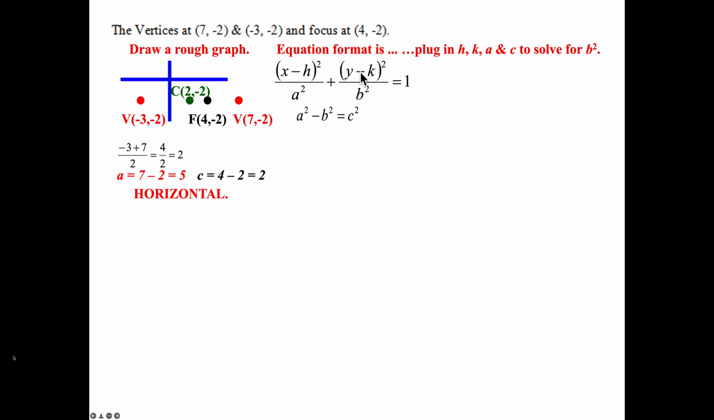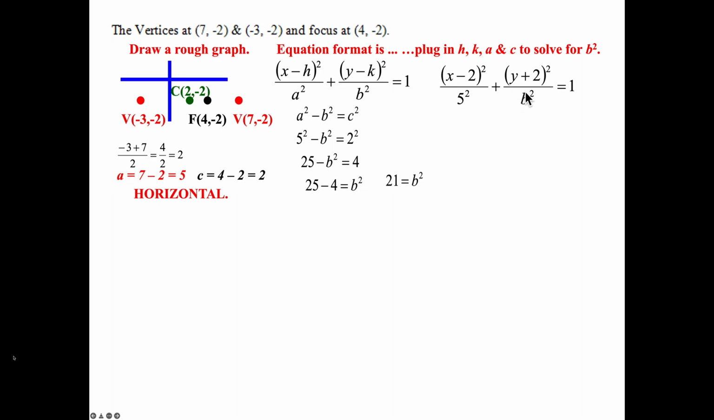And let's see, we can plug those in, and we can put in our a, which is 5 squared. That's going to be my 25 right there. We just have to go find b squared. So again, Pythagorean theorem, 25 minus b squared equals 4. Subtract over the 4, add over the b squared. 25 minus 4 is 21. That goes in the second fraction's denominator, and there's our equation.